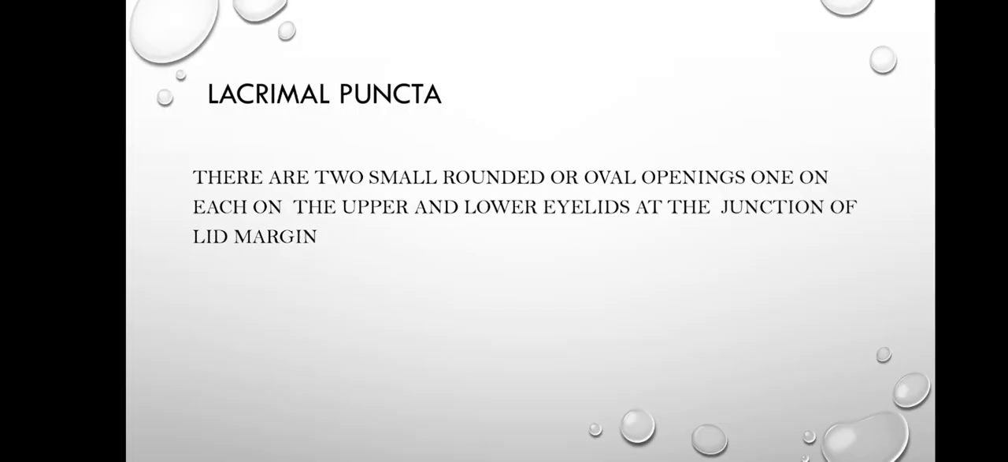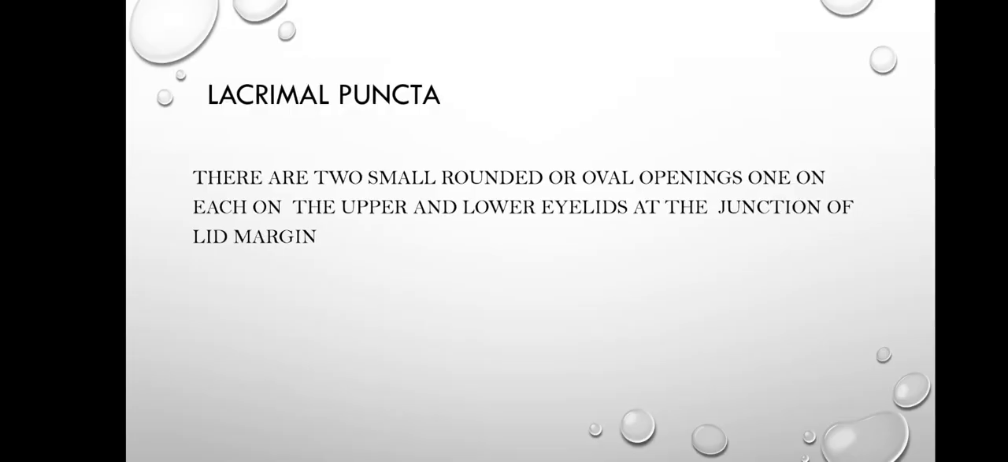The next one is lacrimal canaliculi. The superior and inferior canaliculi join the puncta to the lacrimal sac. Each canaliculus is 0.5 mm in diameter and has two parts, vertical and horizontal, which lie at right angles to each other. At the junction of the two portions, there are slight dilatations called the ampulla.